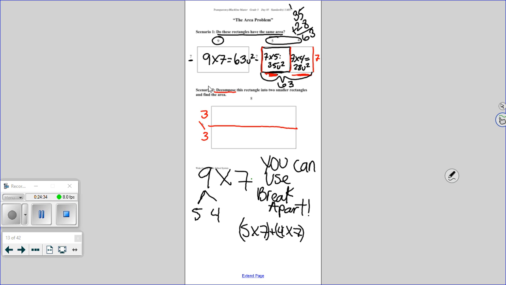All right, we're going to continue on. What is my equation to figure out this mini area? What do I do to figure out this mini area? Gia?